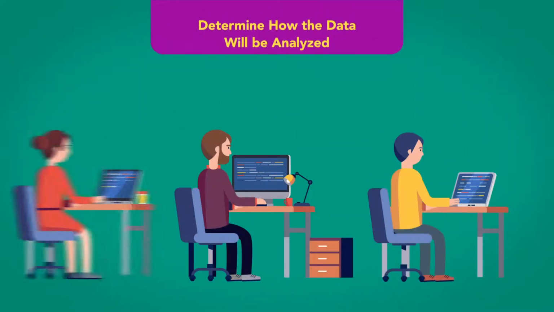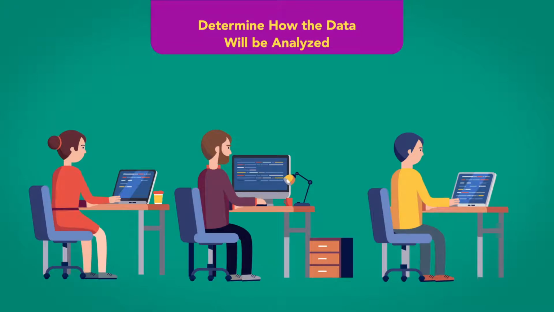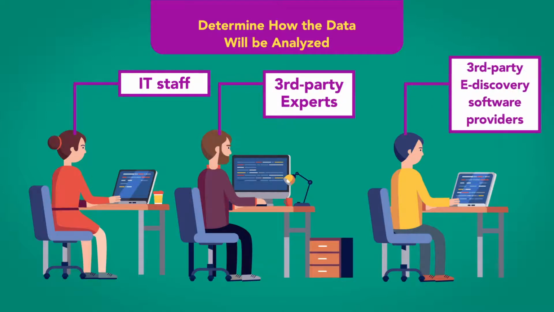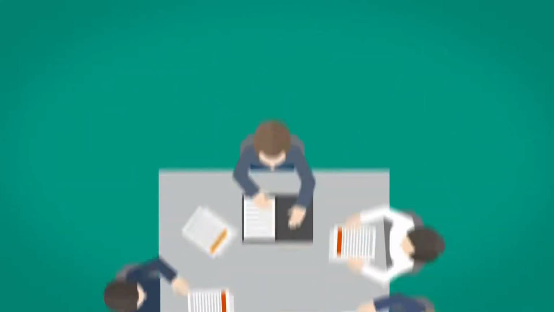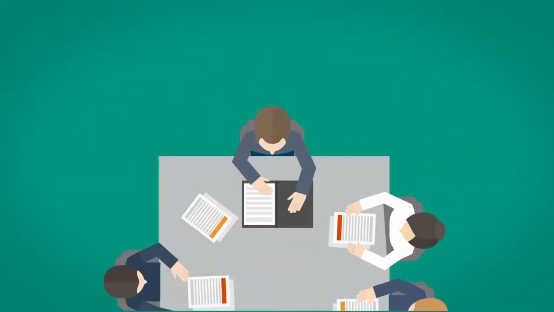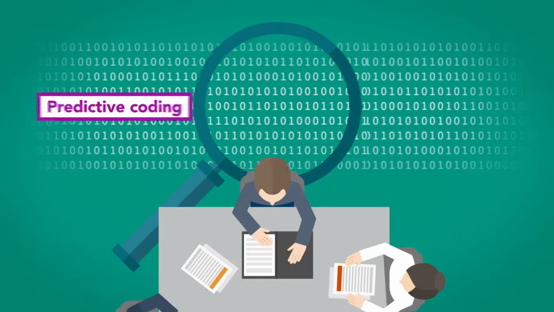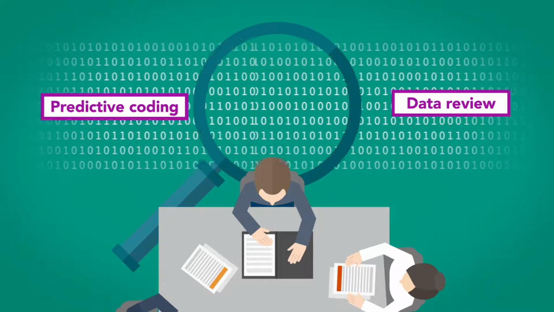Determine how the data will be analyzed. This part of the plan requires input from IT staff and perhaps the engagement of third-party experts and third-party eDiscovery software platform providers. The parties and the judge determine how much of the data search will involve predictive coding and how the data review will proceed from that point.